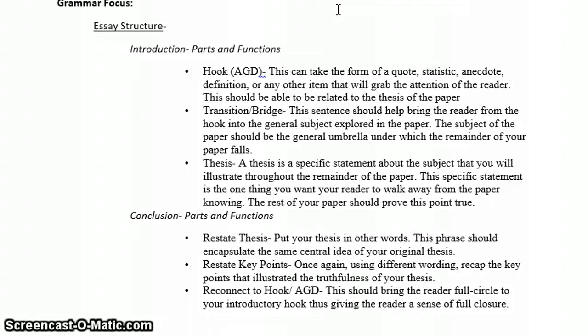Some ways that I've seen hooks done before: quotes can be used, just be careful and make sure it actually applies to what you're writing about. Statistics are often helpful. Anecdotes, specific stories that help relay a point. Definitions have been used. I've also seen questions used. I would caution you against the usage of questions. They can become a little bit too leading and too specific and not general enough, to where it feels like you're leading your reader into the paper more than maybe you should have to. It feels a little bit forced, I guess.